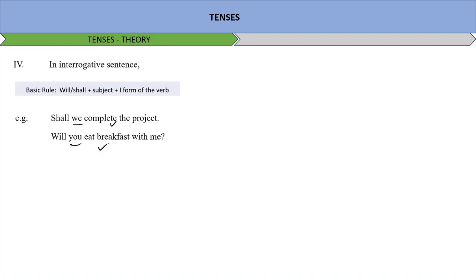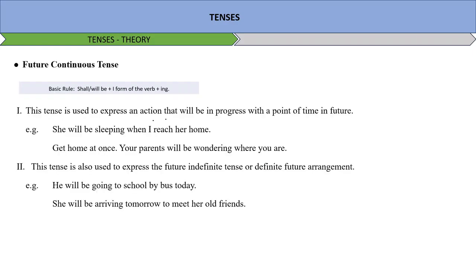Future continuous is used for an action that will be in progress at a point of time in the future. In the future something is going to happen and it will take place continuously. So in that case, we definitely will go with future continuous. She will be sleeping when I reach her home. Get home at once. Your parents will be wondering where you are. So for this, we can use future continuous.